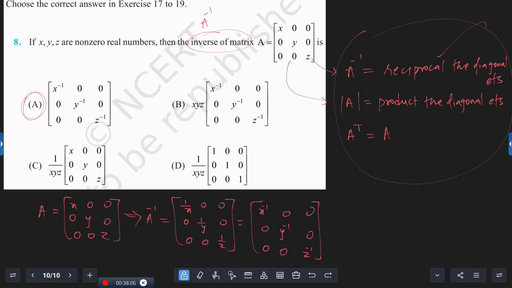Understand? Right. Or else you have to do a big step. How? Find the determinant of A and the adjoint of A, apply them in the formula, then only you will be getting the answer. Be careful. Clear? Right. I'm going to the next.